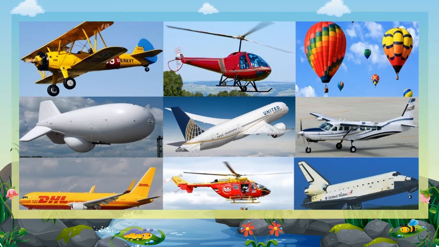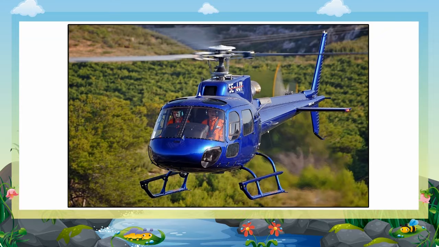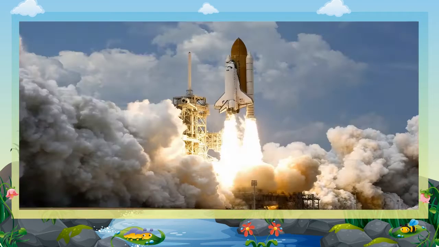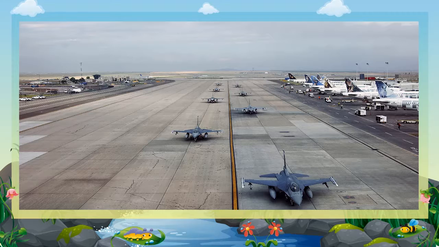Air transport. Air transport is the fastest means of transport. Helicopters, aeroplanes, jet planes, rockets, etc. are important means of air transport. It needs a runway to take off and land.